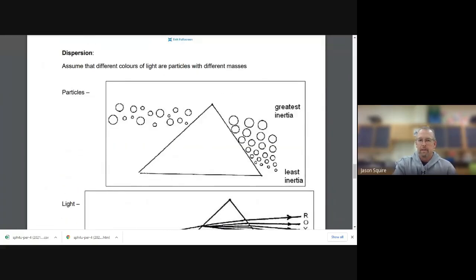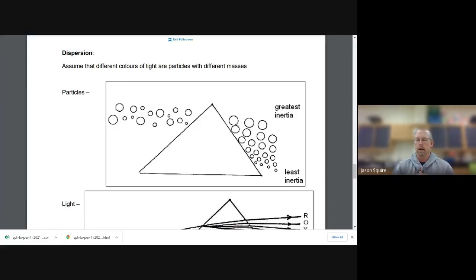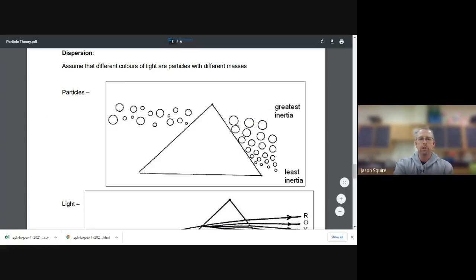Dispersion. Dispersion is white light breaking up into the spectral colors of the rainbow. Okay. In order to explain the colors of the rainbow and this dispersion, we're going to make this assumption that different colors of light are made up of different mass particle sizes.